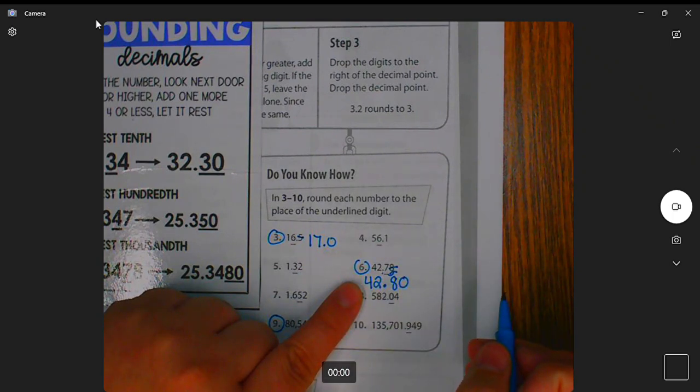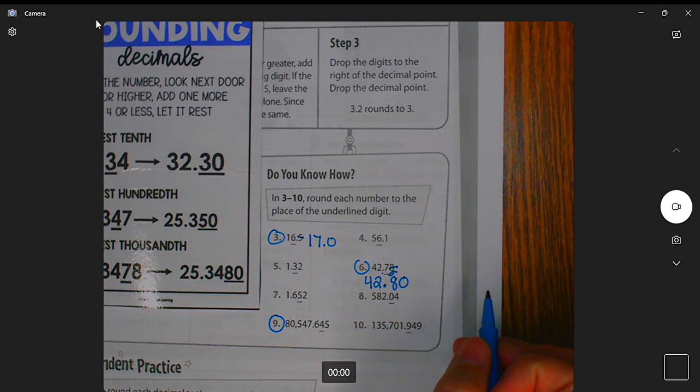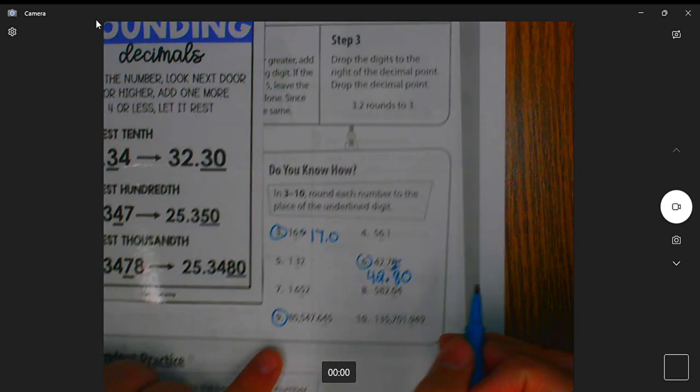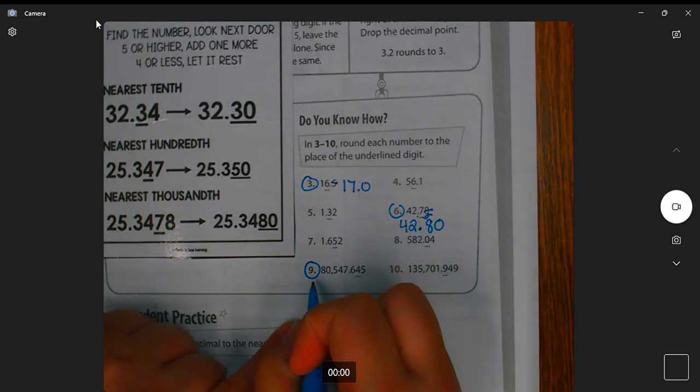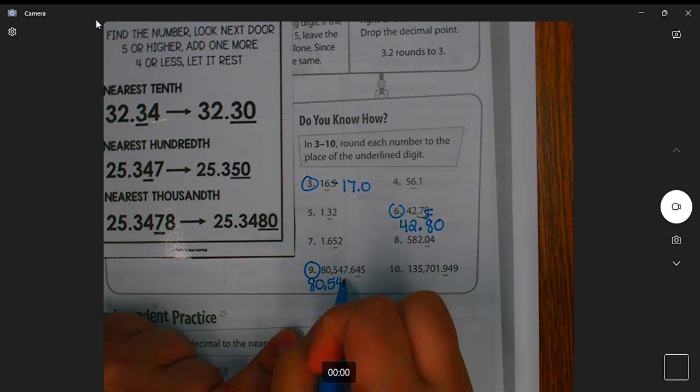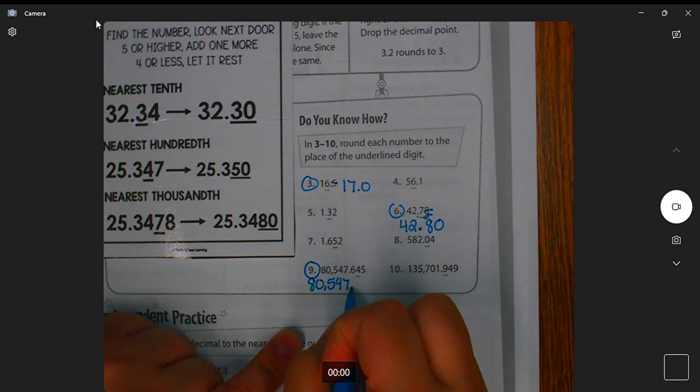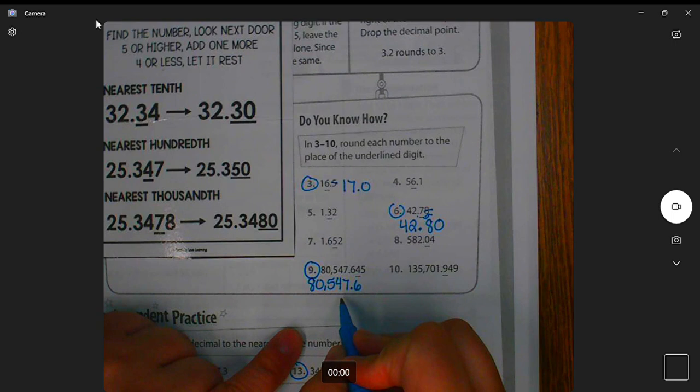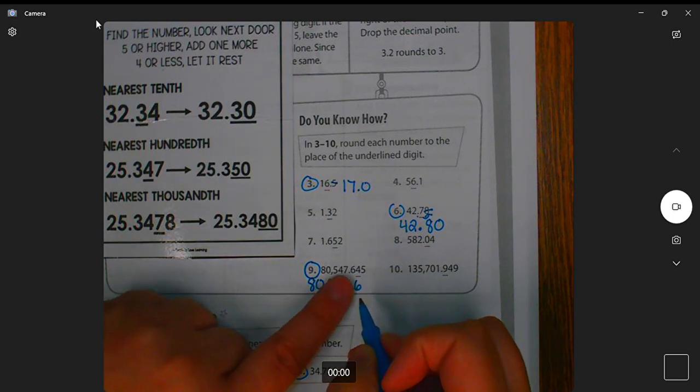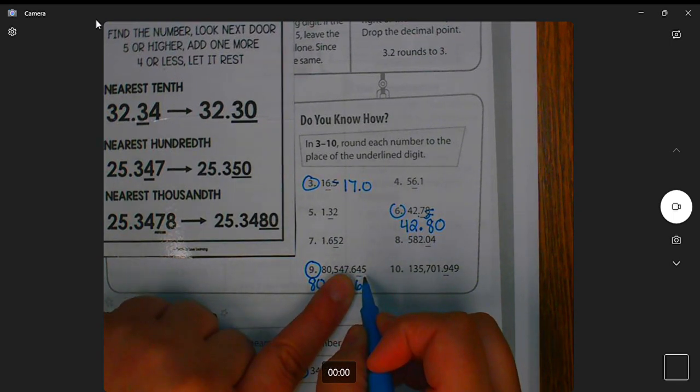Ready? Let's look at number 9. So just like I did up in number 6, I'm going to write the numbers I know I need. That way my brain doesn't get rid of anything that I desperately have to have. So I know I'm going to need 80,547 and 6. I don't know what's coming next. Find the number, look next door. 5 or higher, add 1 more. 4 or less, let it rest.